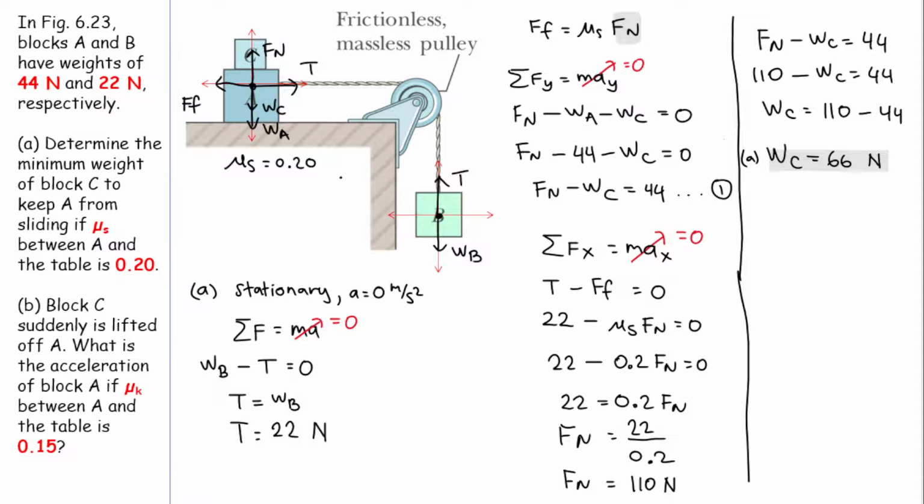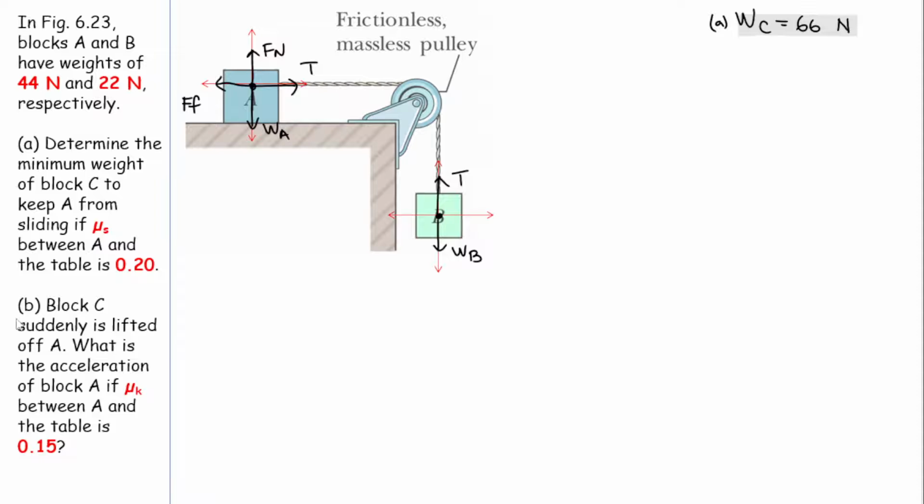Okay, now we need to find out the answer for question B. Block C is suddenly lifted off A. What is the acceleration of block A if mu k between A and the table is 0.15? Okay, we need a new picture for that, and we need to clean this out.